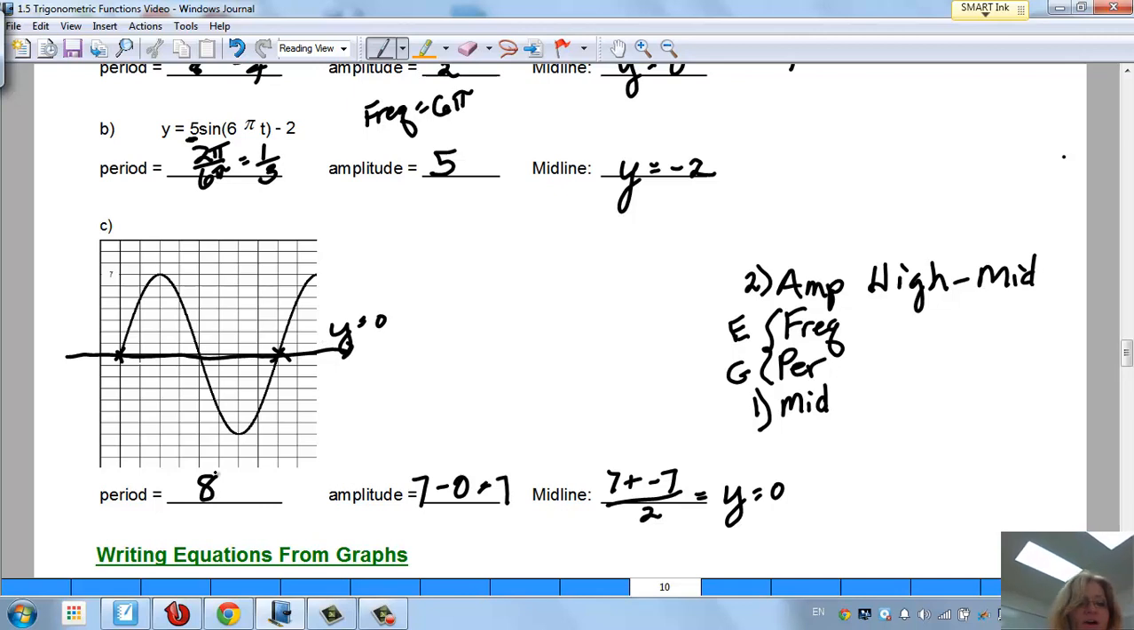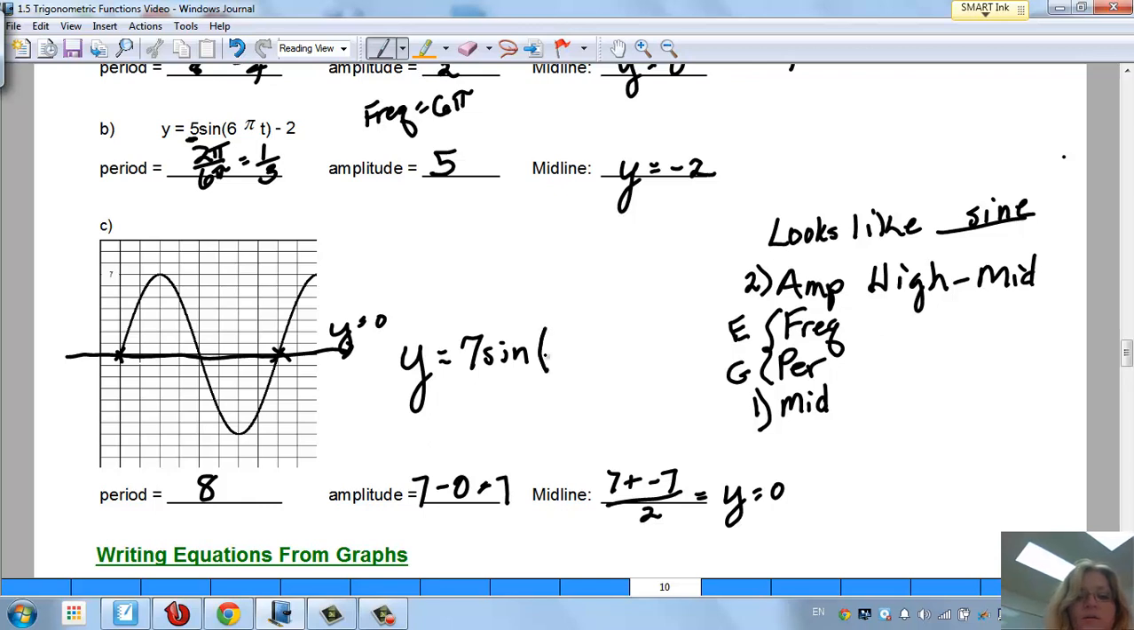Now, if I wanted to write a formula for this, the first thing I would say at the top is it looks like. What does it look like? Well, in this case, it looks like a sine curve. Okay? So if we were going to do this formula, I say y equals, the amplitude goes first. So we said the amplitude was 7. Looks like a sine curve. Okay. Then we do parentheses.